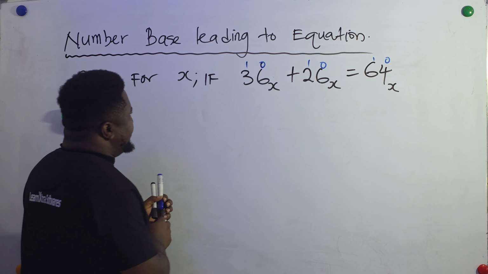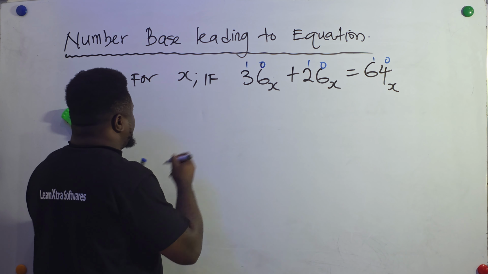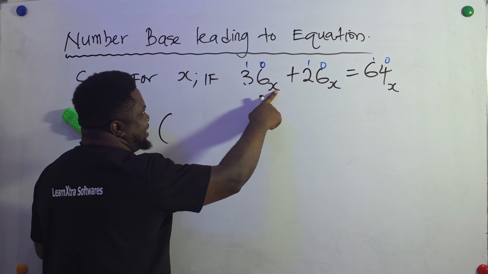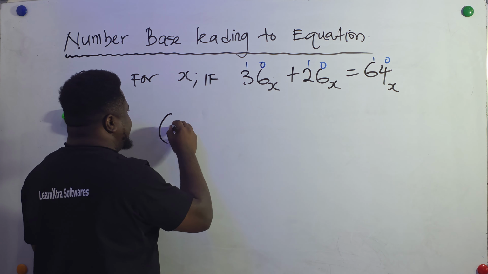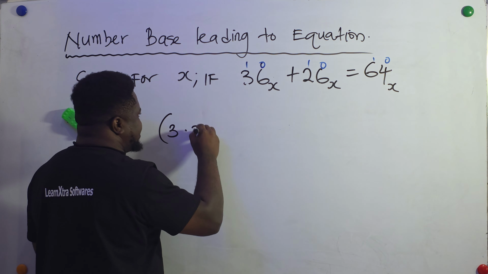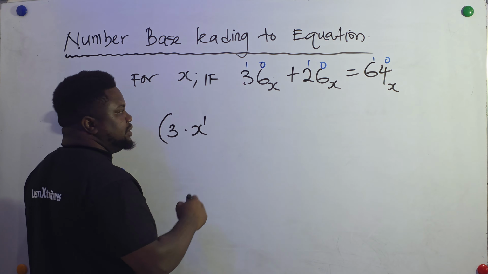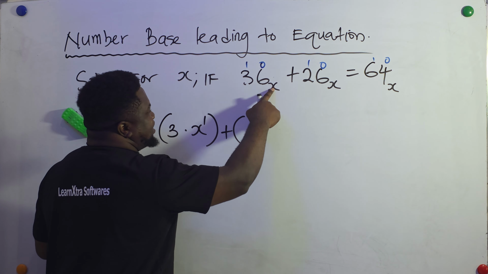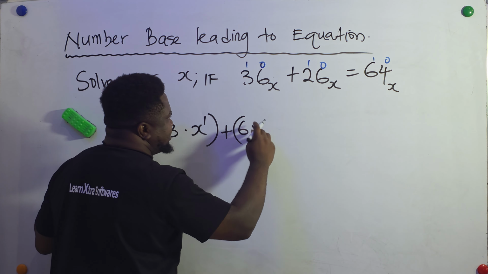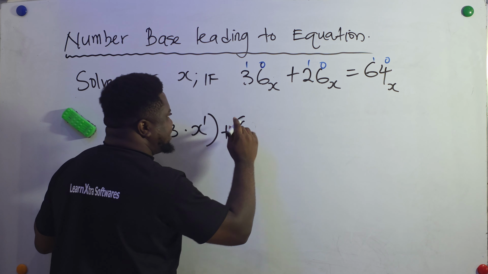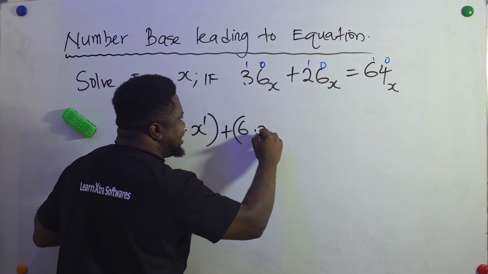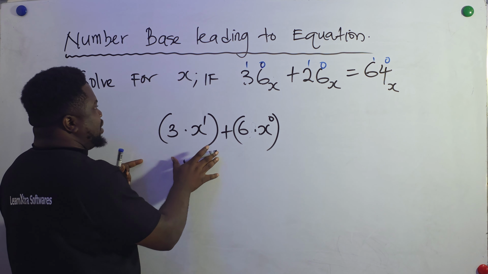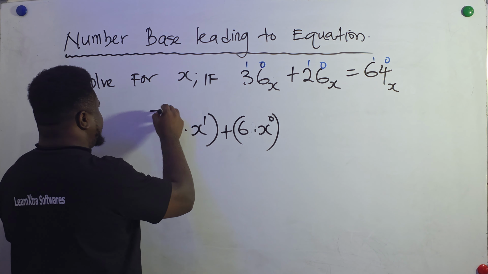Yes. So let's convert. We will do 3 times x power what? 1. 3 times x to what power? 1. Plus 6 times x. Let's use dot as times. 6 times x to what power? 0. We are done for this place.